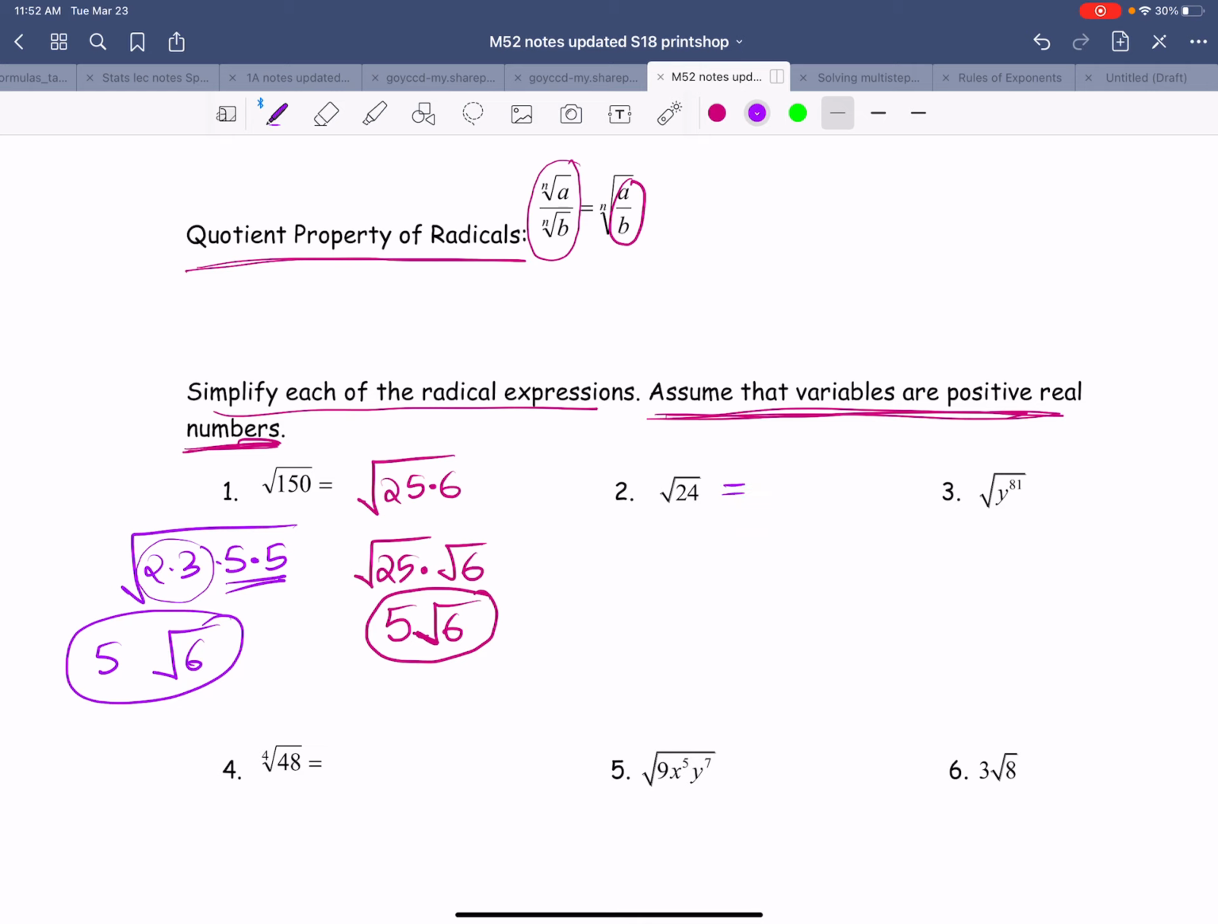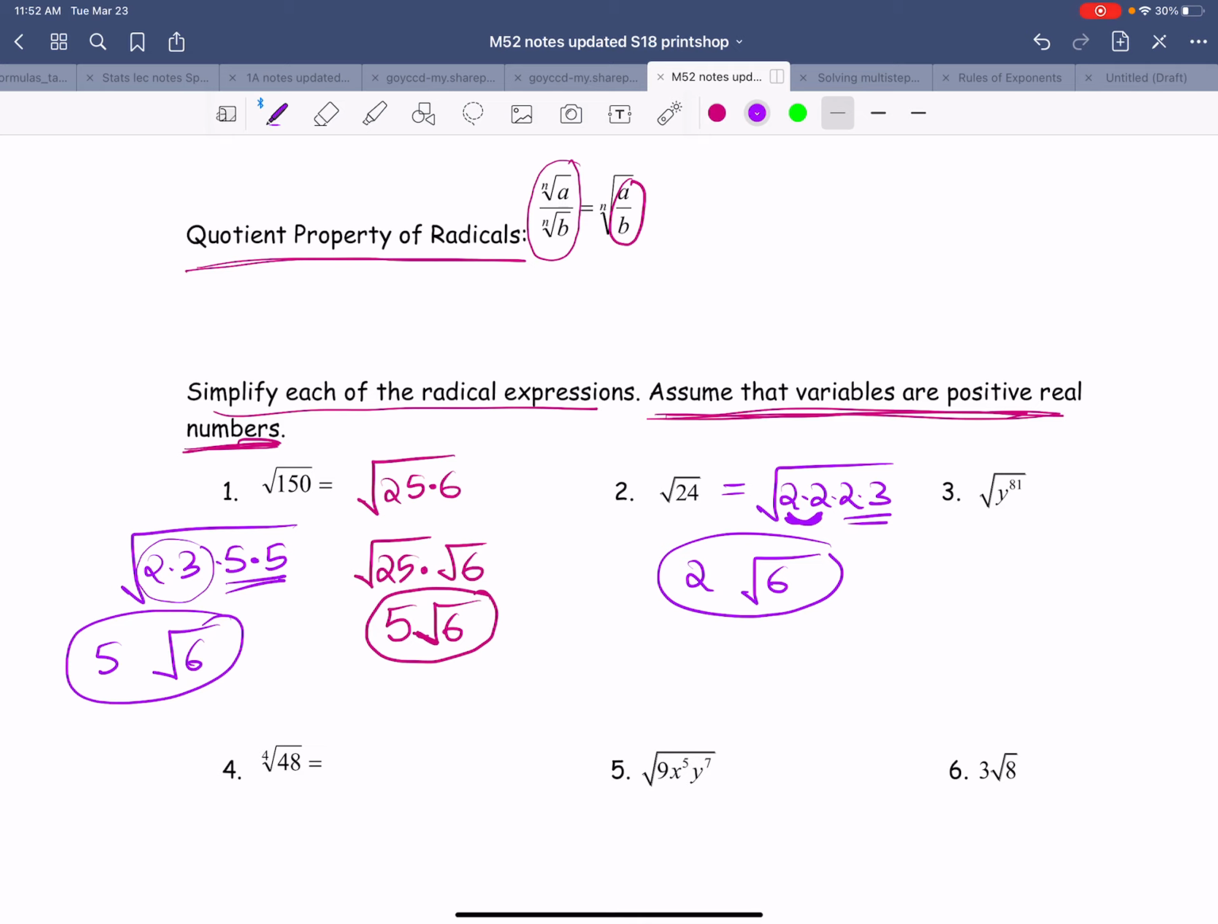We can do prime factorization. 24 is 8 times 3. Now for each pair of 2 things inside, 1 comes out, and we're left with 2 times 3, 6, left inside. Because it's a square root, for each pair of 2 things inside, 1 will come outside.